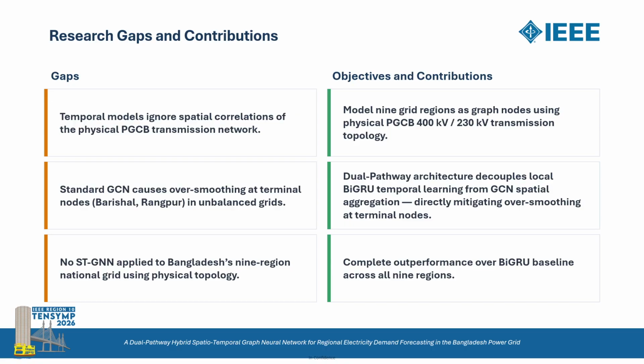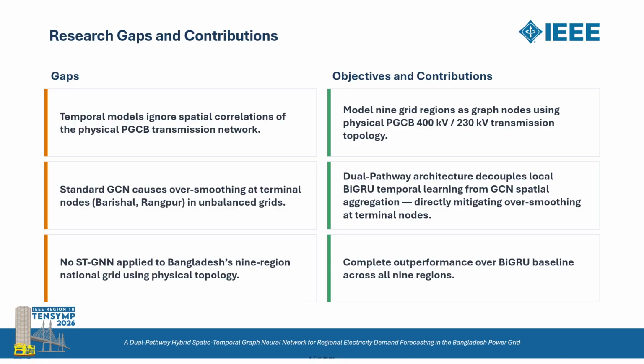With that, we identify three gaps here. First, temporal models ignore the spatial correlations carried by the physical network of a grid. Secondly, the obvious remedy, a standard graph convolutional network, introduces a new problem called oversmoothing. Repeated neighbor aggregation gradually washes out the unique demand signature of the small peripheral regions, drowning them in the signal of the large central hub. Third, no graph-based spatio-temporal model had yet been applied to Bangladesh national grid using its true physical topology.